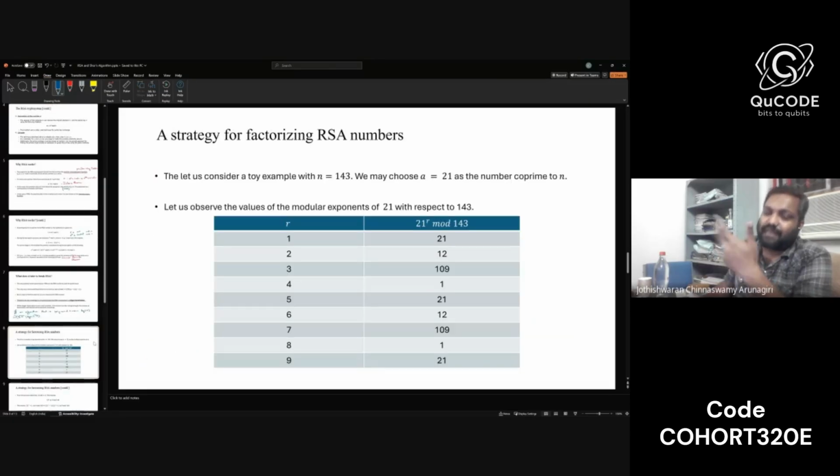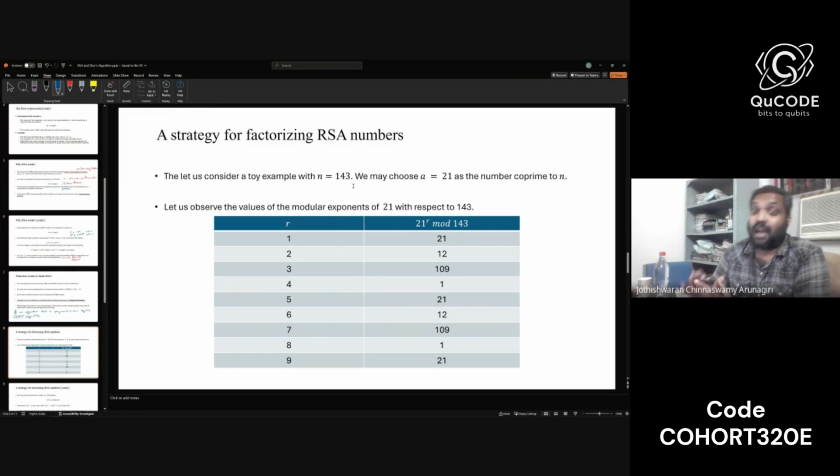Now let us try to factorize the number 143. Now I'm giving a classical factorization algorithm. Yes, we are on good time. We've just cleared the half an hour mark.